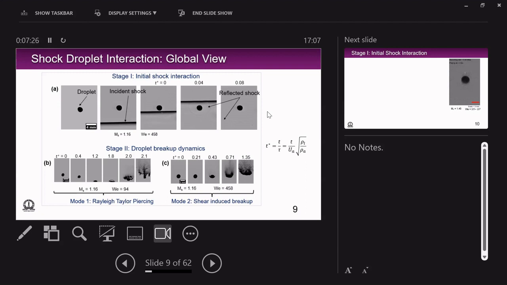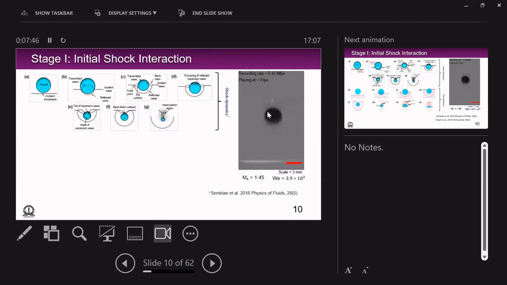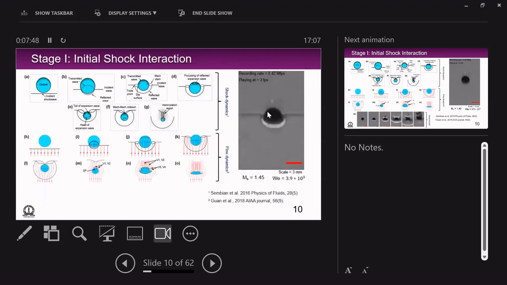So this is the flow that is generated by the shock. Behind the shock, you start getting the droplet breakup phenomenon. For example, this one is a typical case of Rayleigh-Taylor piercing. You can see the stamen. And this is a case of shear-induced breakup. You can clearly see the droplet shearing out from there. So this is what happens in terms of the shock dynamics and the flow dynamics.